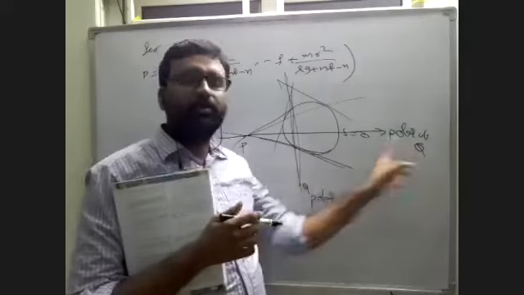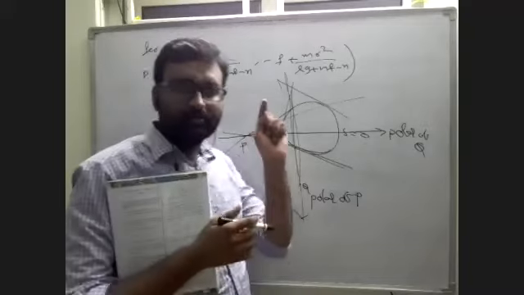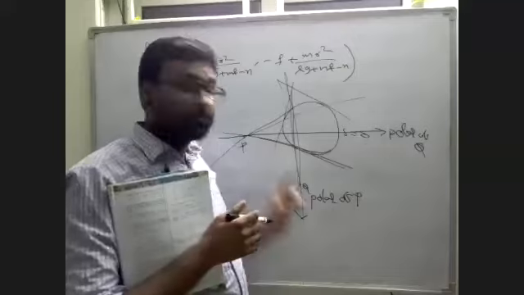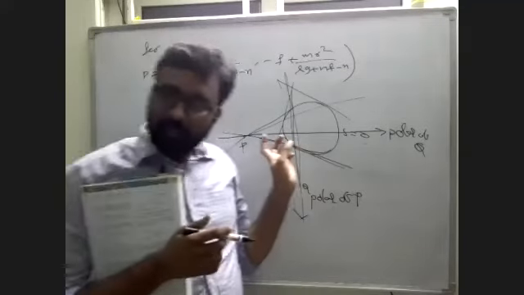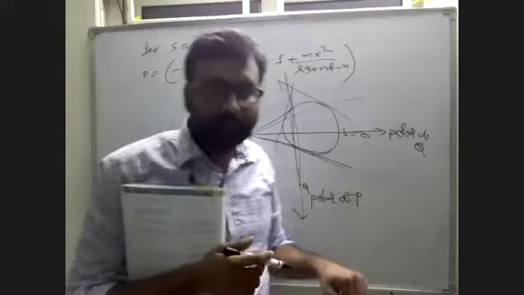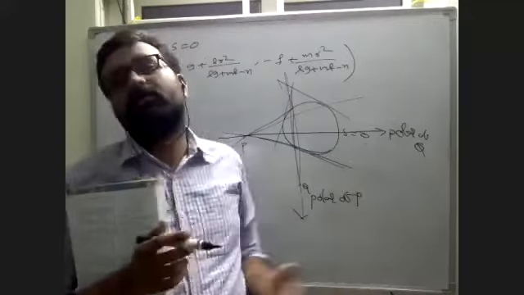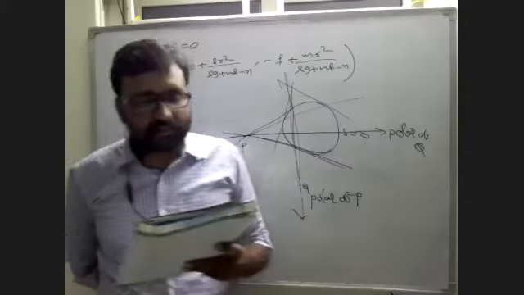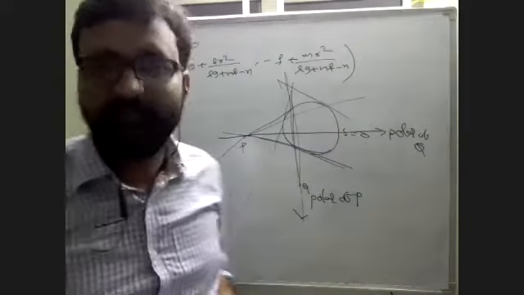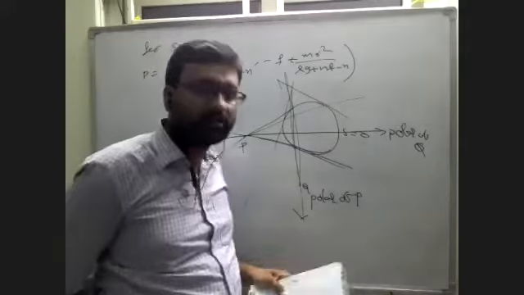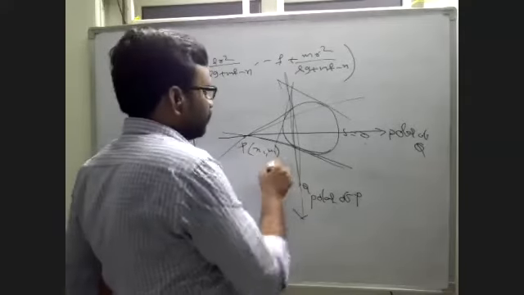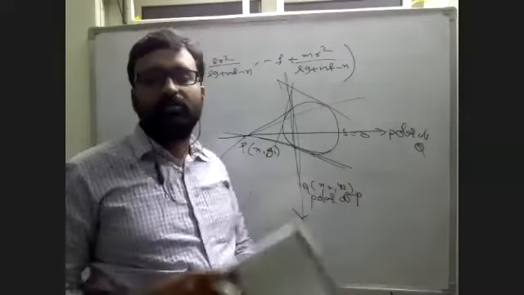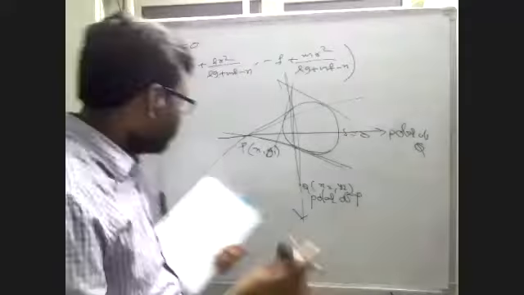This is the polar of Q, but P lies on that polar. This is the polar of P, but Q lies on this polar. So Q lies on the polar of P and P lies on the polar of Q, then P and Q are called conjugate points with respect to the circle. Now we will see the definition. Two points are said to be conjugate points if the polar of one point passes through the other point. This is x1, y1 and this is x2, y2. Then these two points are called conjugate points.